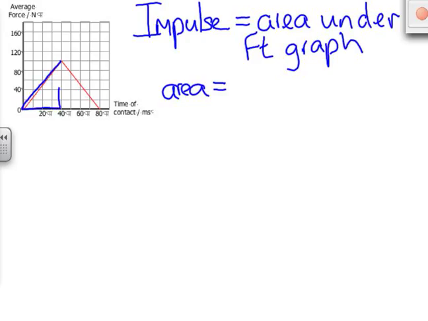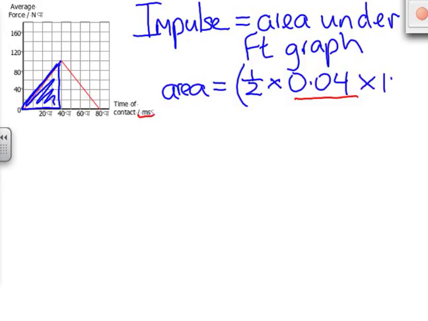We can split the shape up into regular shapes. Here I'm splitting the triangle up into two smaller triangles and using half base times height for the area of each. Notice how I'm using 0.04, that's because the scale is in milliseconds and I need to be in seconds to calculate impulse.